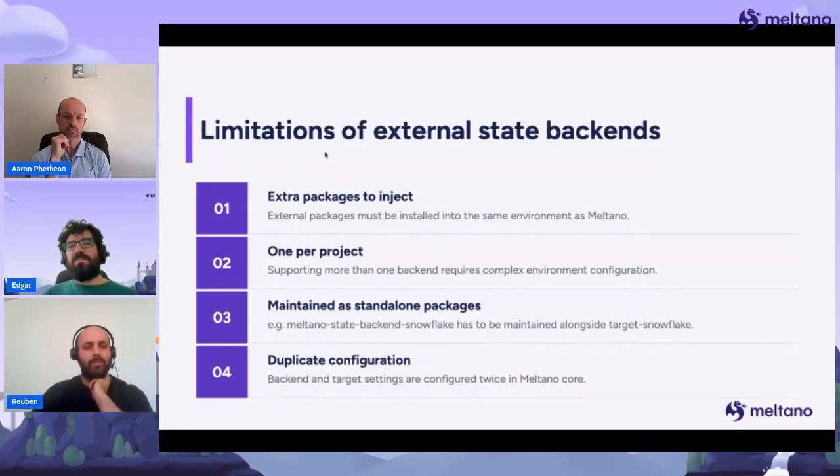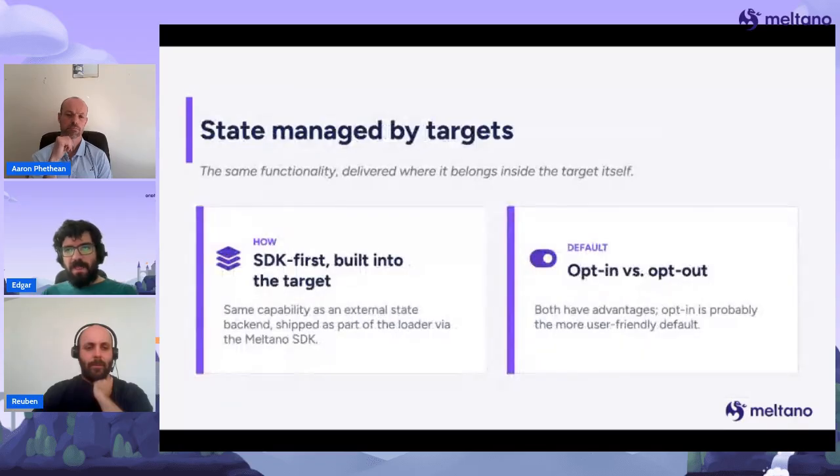So those are some of the issues with external state backends. There's internal state management with the systemdb and S3, and those have the limitations that, of course, there's only a few of them. Not everything is supported, and the limitation of external state backends is that they're harder to manage than a Meltano plugin, essentially. So there's a third option that we are considering. Reuben or Aaron, is there anything you want to add here about the motivation?